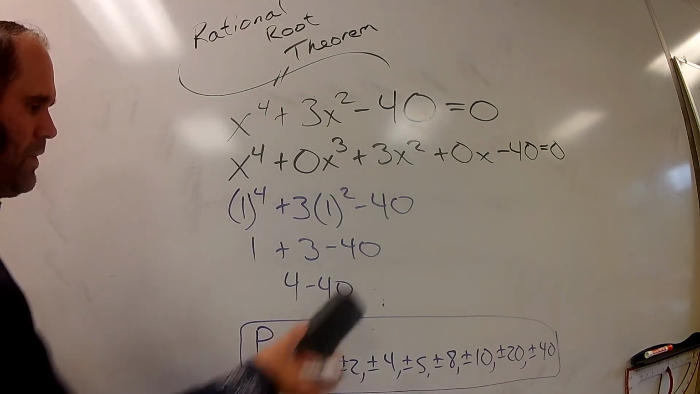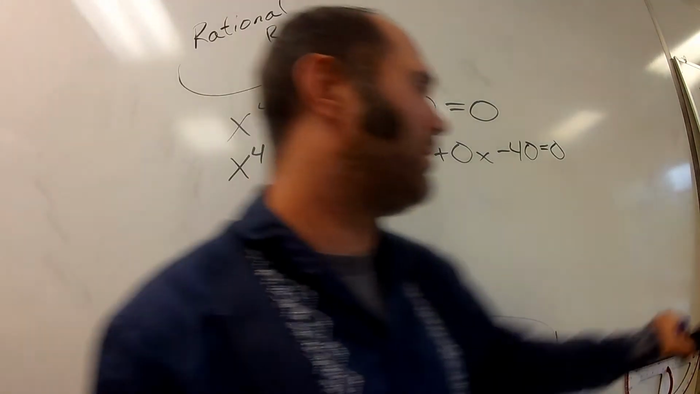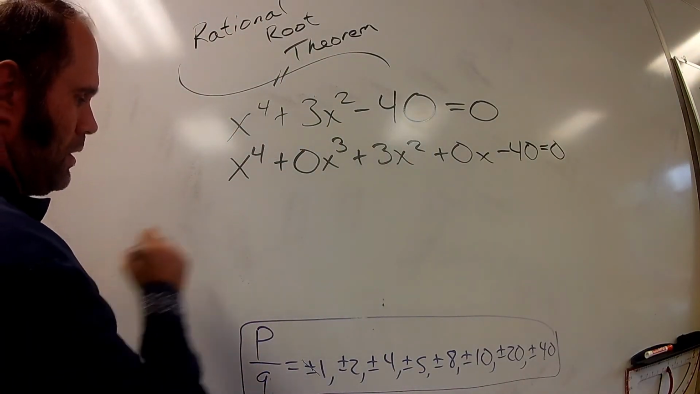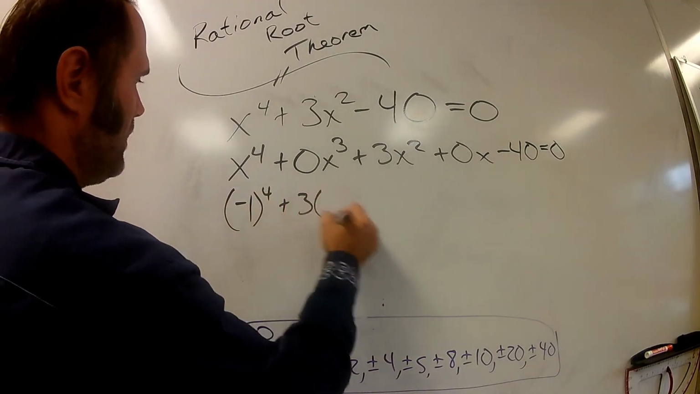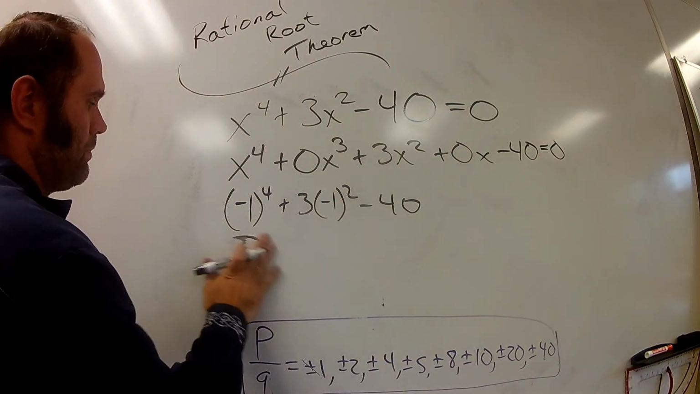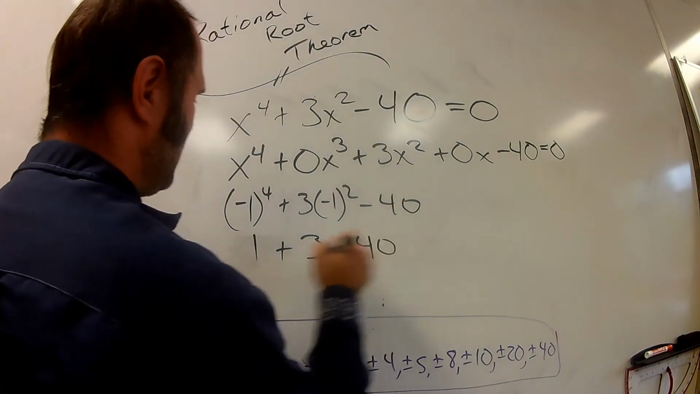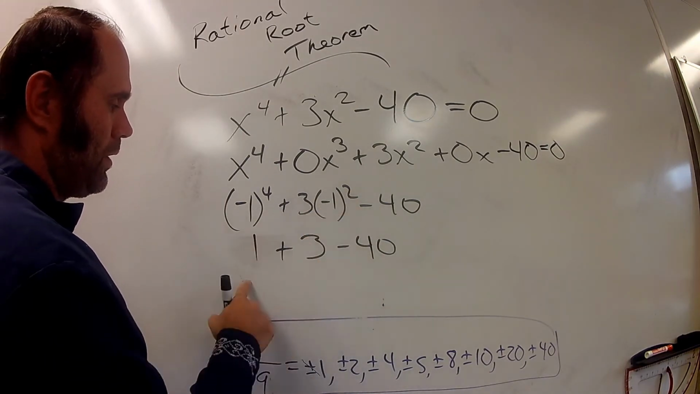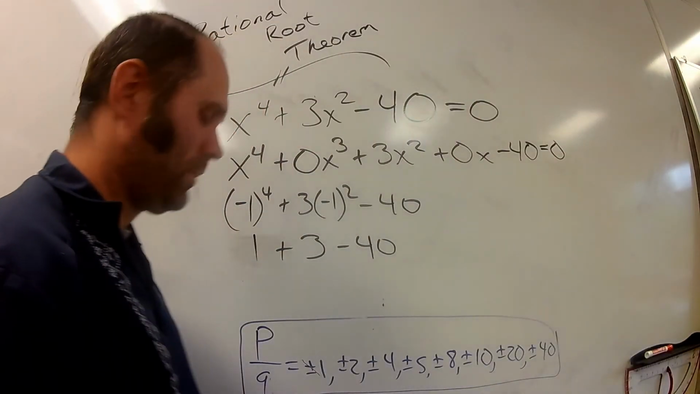We need to still check the negative value. So let's go ahead and try that. Just because it doesn't work for the positive doesn't mean it won't work for the negative. So let's see here. Negative 1 to the 4th plus 3 times negative 1 squared minus 40. So we still get 1 plus 3 minus 40, because negative 1 to the 4th is 1, and negative 1 squared is 1, so 1 times 3 is 3. So there we go, and we get negative 36 again. So that's fun.